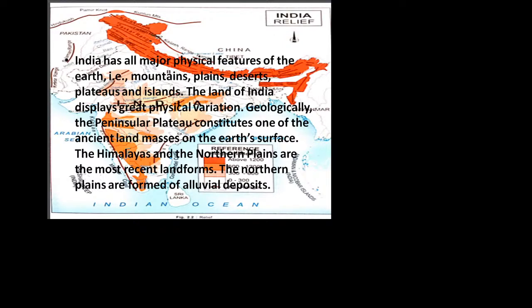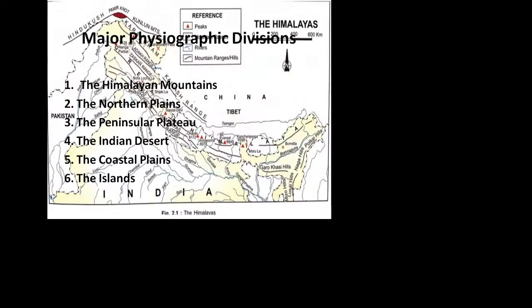Geologically, one of the ancient land masses on the Earth's surface is the peninsular plateau. The Himalayas and the northern plains are the most recent landforms. The peninsular plateau is the most stable land block, whereas the Himalayan mountains form an unstable zone. Remember, the Himalayas are the young fold mountains with high peaks, deep valleys, and fast flowing perennial rivers.